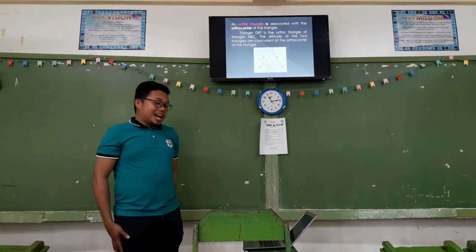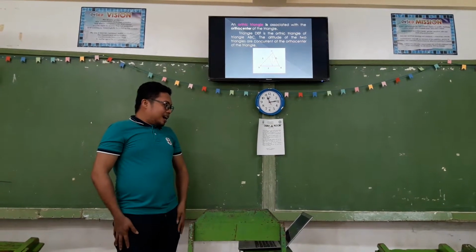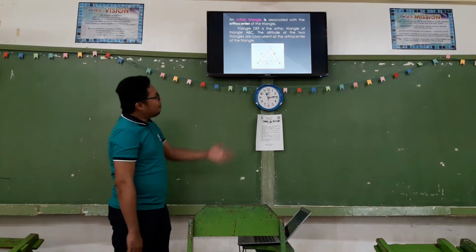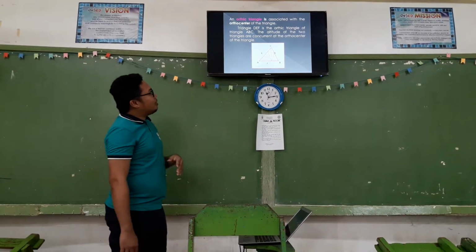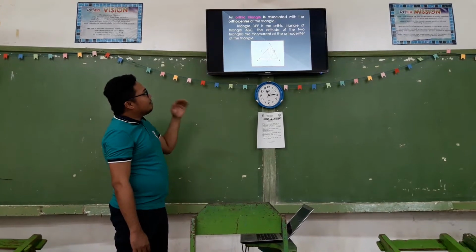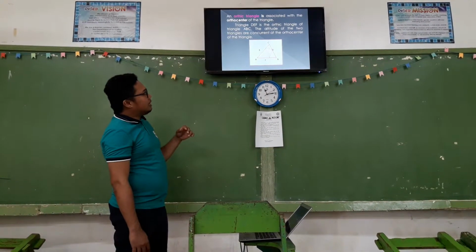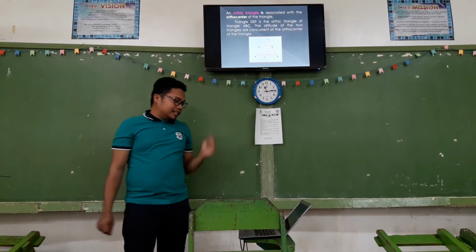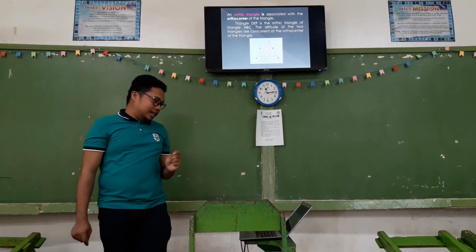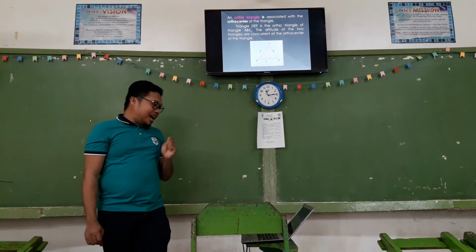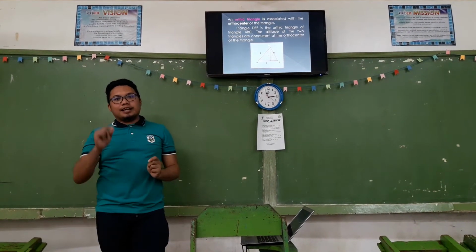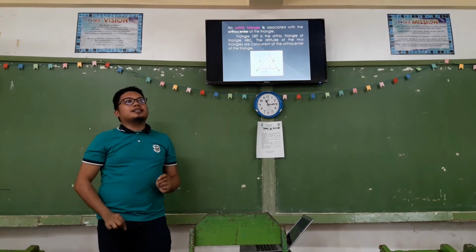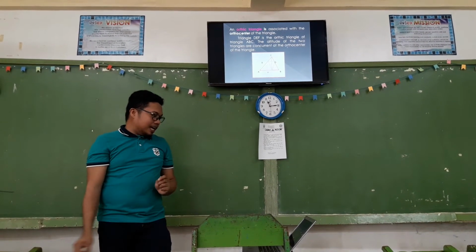Next, we have an orthic triangle. An orthic triangle is associated with the orthocenter of the triangle. Triangle DEF is the orthic triangle of triangle ABC. The altitudes of the two triangles are concurrent at the orthocenter of the triangle. Before we created DEF, we looked for the altitudes of the triangle, and from the points of those altitudes, we connected the lines, and that makes triangle DEF.